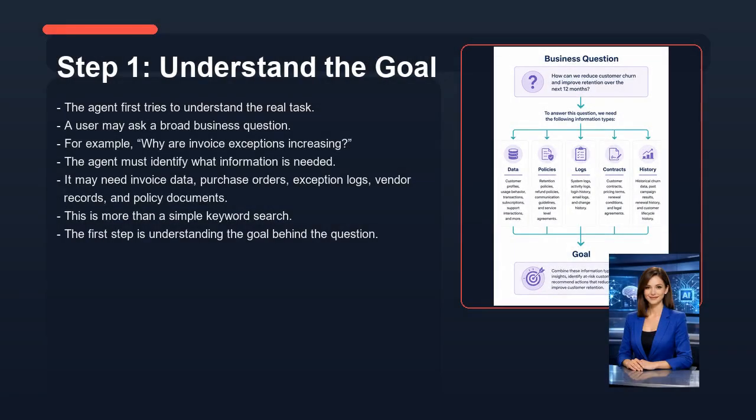Now let's look at step 1, understand the goal. The agent first tries to understand the real task. A user may ask a broad business question. For example, why are invoice exceptions increasing? The agent must identify what information is needed. It may need invoice data, purchase orders, exception logs, vendor records, and policy documents. This is more than a simple keyword search. The first step is understanding the goal behind the question.